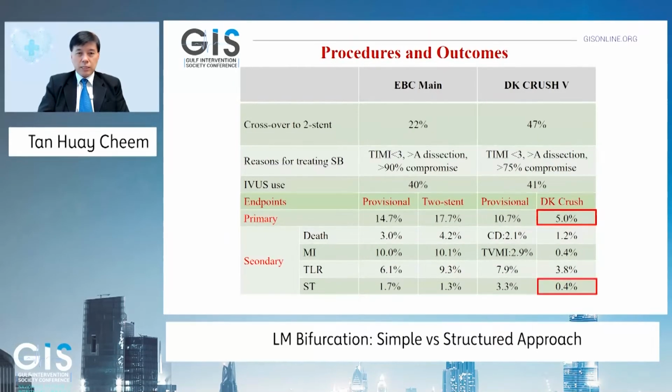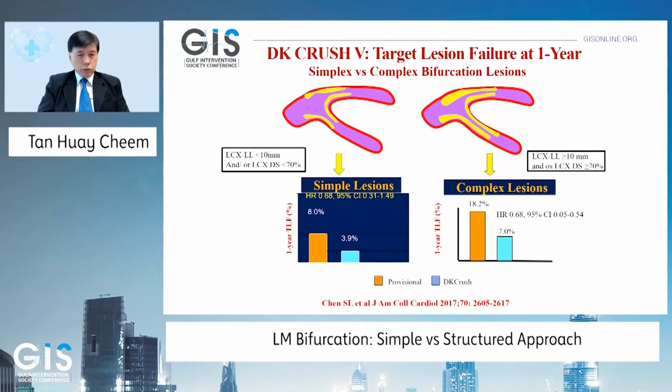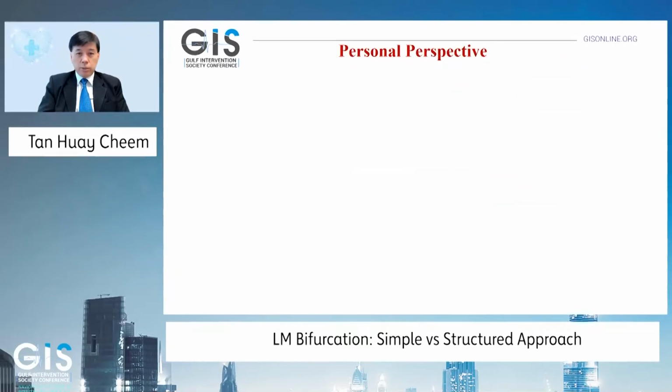What is also interesting here in the DK crush 5, when you break down the lesions into both simple versus complex, it is quite obvious here that the complex lesions are the ones that benefited from a two-stent strategy. The simple lesions did not benefit from a complex two-stent strategy approach.